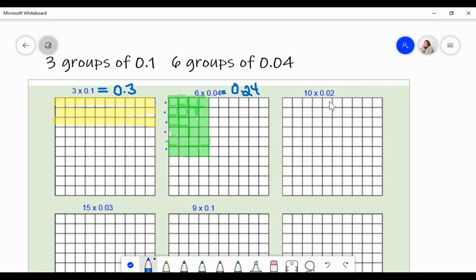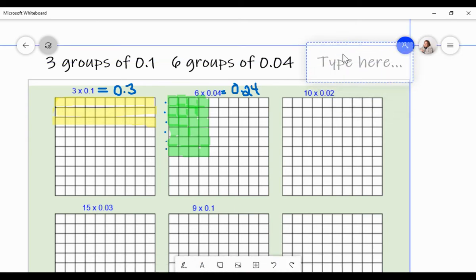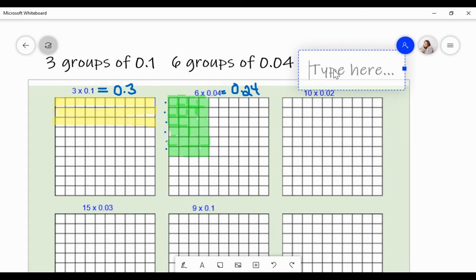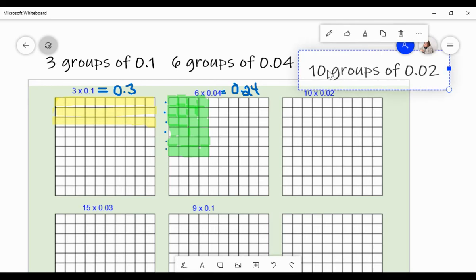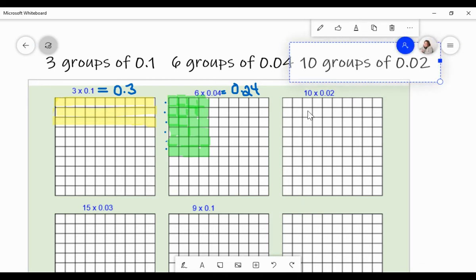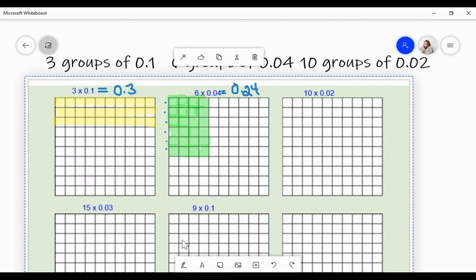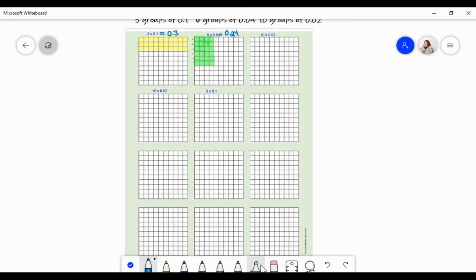10 times 200ths. What does that look like when we're typing that out? Okay, so now I'm going to have 10 groups of 200ths. And let's see what that looks like when we highlight.